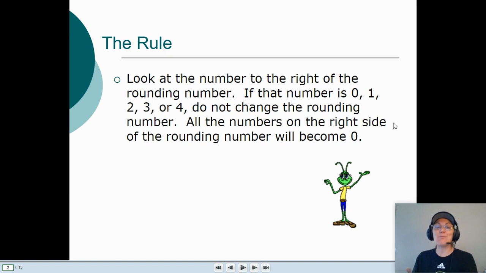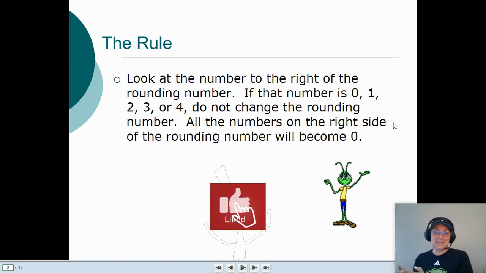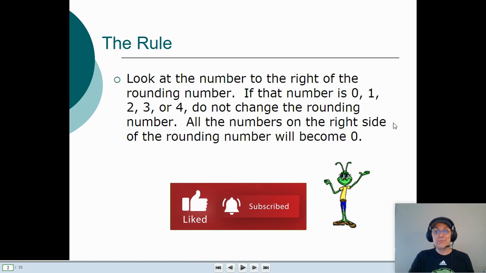So when we look at rounding a number, we want to look to the number to the right of the rounding number. If that number to the right is 0, 1, 2, 3, or 4, don't change the rounding number. All the numbers on the right side then would become 0.